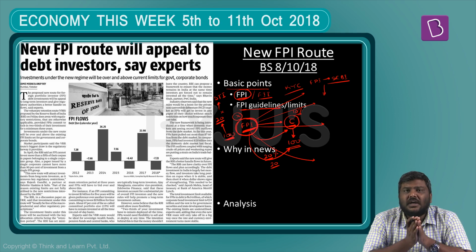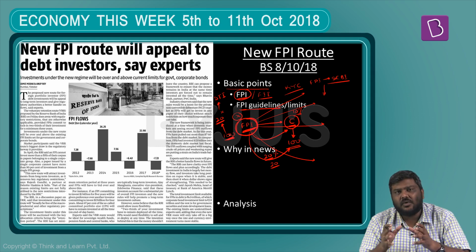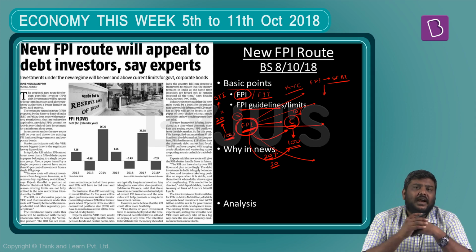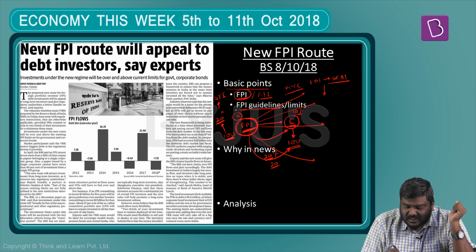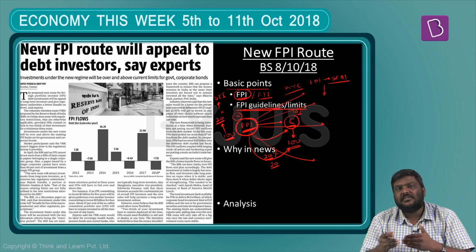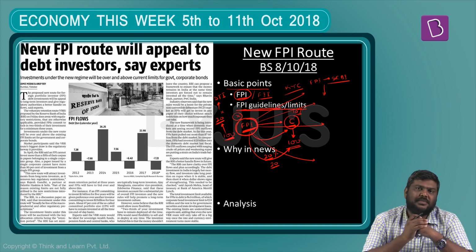Apart from this, RBI also says that there is a limit on how much FPI investment will be allowed into government securities and how much will be allowed in other debt instruments. So basically these are some of the guidelines or limits imposed by RBI on the inflow of foreign portfolio investments.